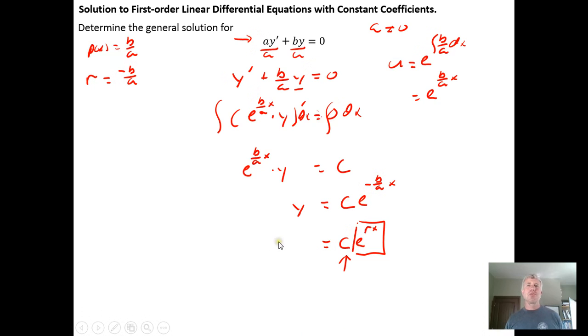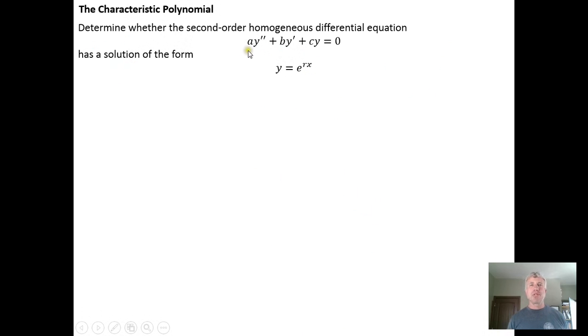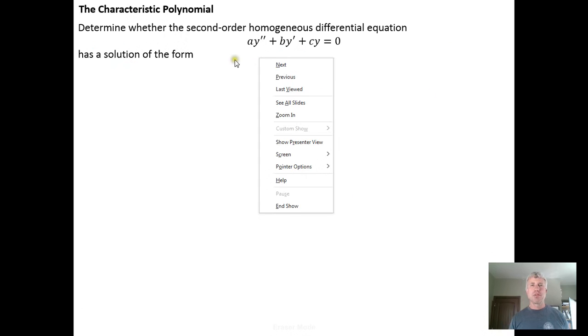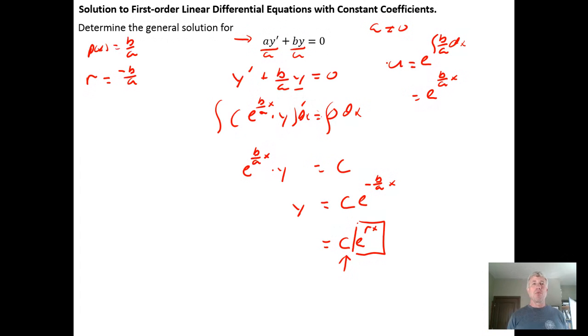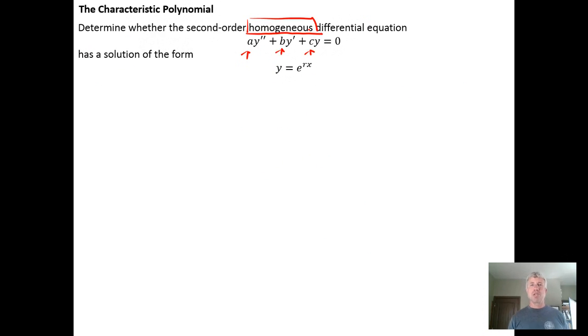And so what we want to do with second order, so here I have a second order linear differential equation with constant coefficients. And we're working with the homogeneous case. That's the big idea here, and I should have mentioned that in the previous video. We want to work with a solution to a first order linear differential equation with constant coefficients, but we also want it to be homogeneous. So we're going to work with a homogeneous differential equation.